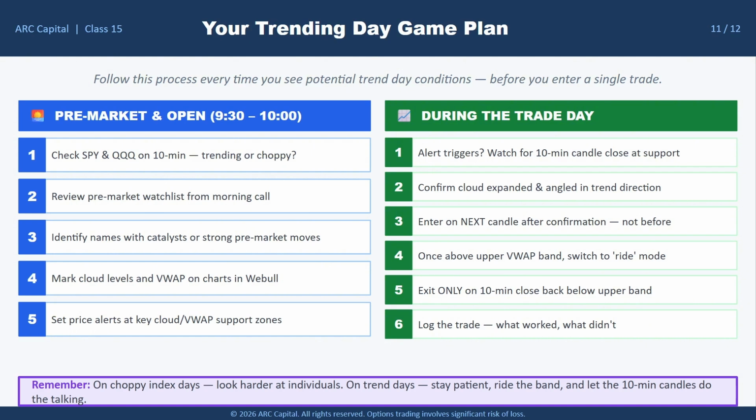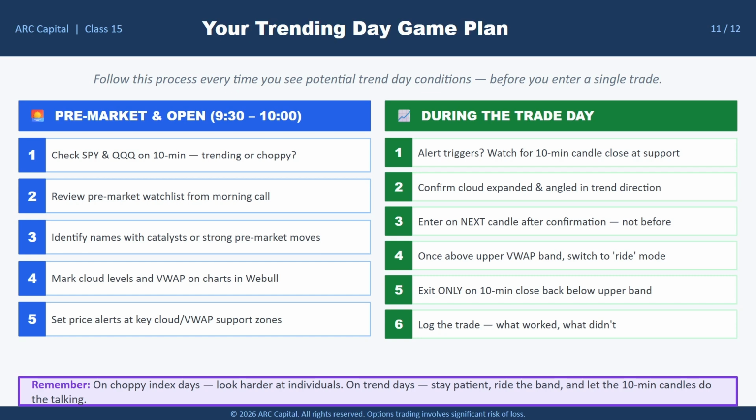Then review your pre-market watch list from the morning call, right? Look at the stocks that we talked about in the morning, the day prior, and whatever we're talking about in the chat before pre-market with Rich. Then three, identify names with catalyst or strong pre-market moves.